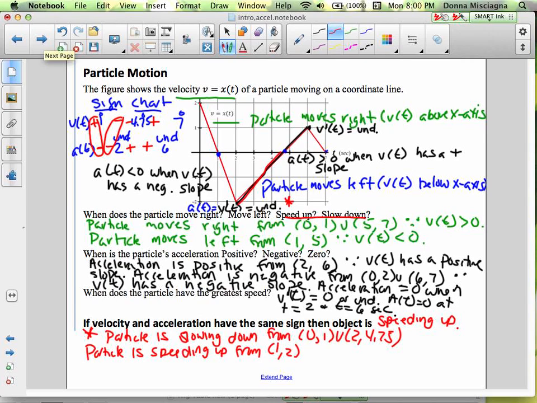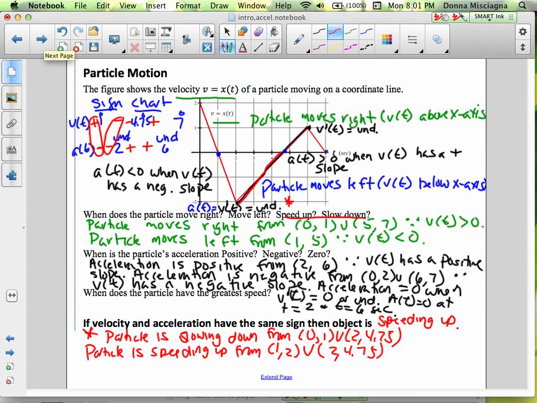So you see how I'm going between the two critical points, the critical point for velocity and the critical point for acceleration. And then you just have to be careful and go between each critical point. So I had to stop at 1 and look at it. I had to go from 1 to 2, from 2 to 4.75, from 4.75 to 6, and then from 6 to 7. It's a lot longer video than I planned it to be.